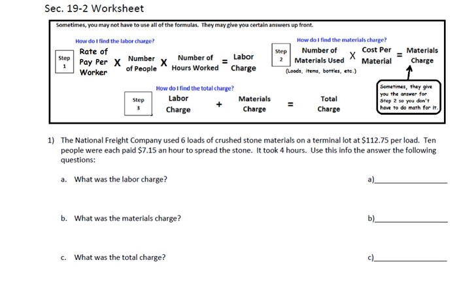Mr. Kowalczyk's back with a video for business math, and today we find ourselves in section 19-2. We're looking at businesses and the different types of costs that they have, different types of mathematical equations and things that we just need to work with in order to figure out how their company runs. In section 19-2, we're looking at materials charges and labor charges.